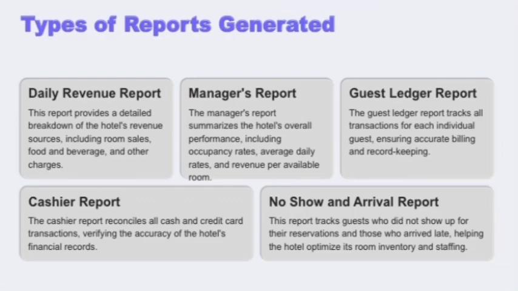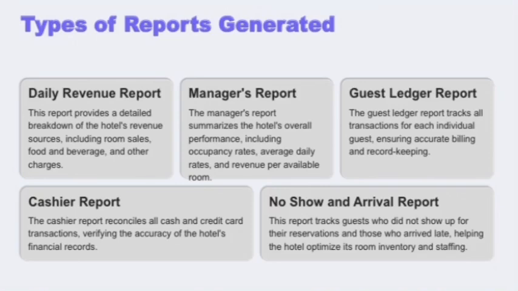So next is the cashier report. The cashier report reconciles all cash and credit card transactions, verifying the accuracy of the hotel's financial records. This is a record of all cash transactions and reconciles the cashier drawer at the end of a shift day. This may include cash collected, credit card payments, refunds, discounts, and discrepancies.